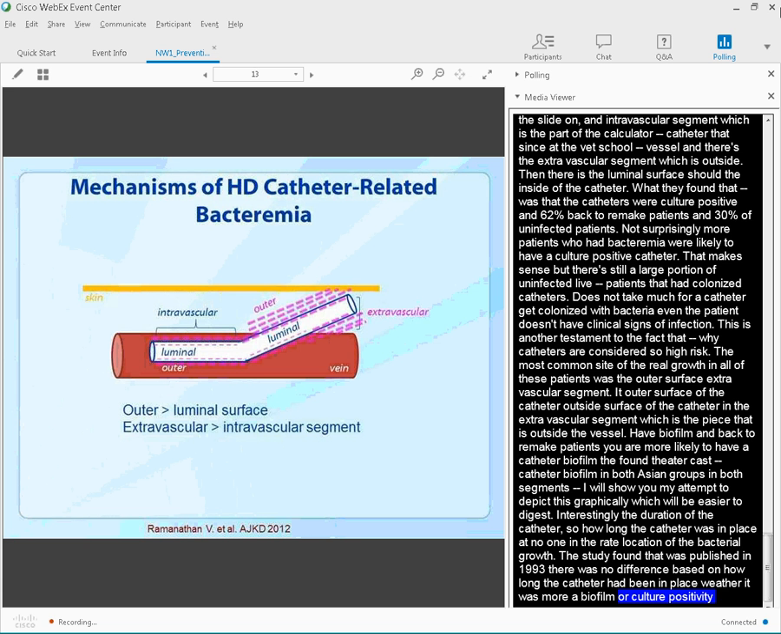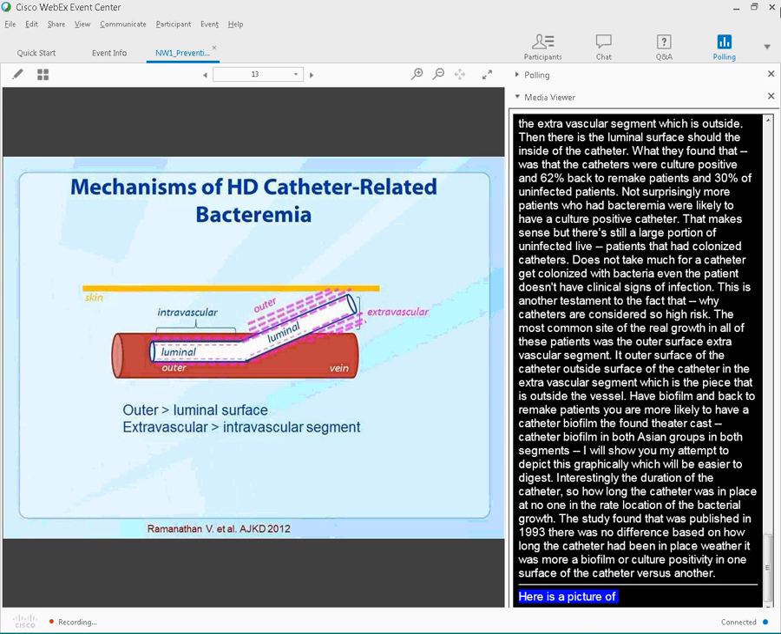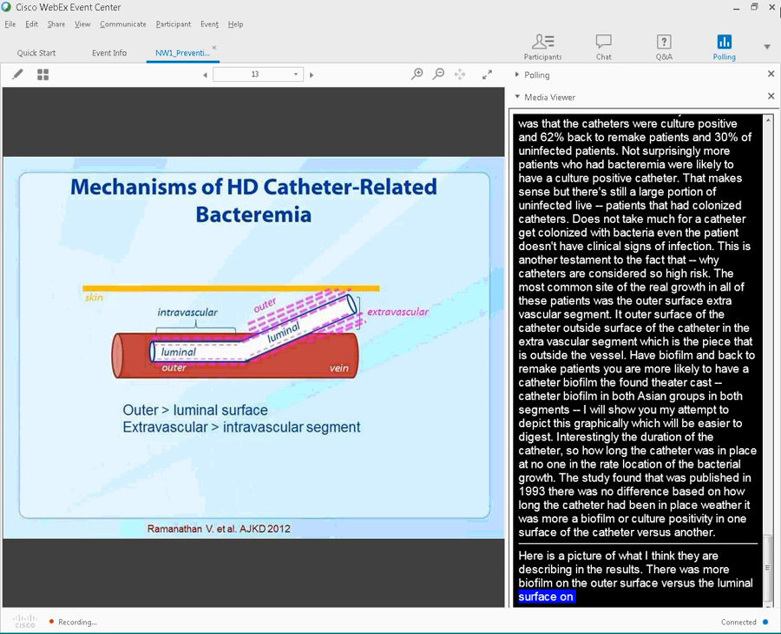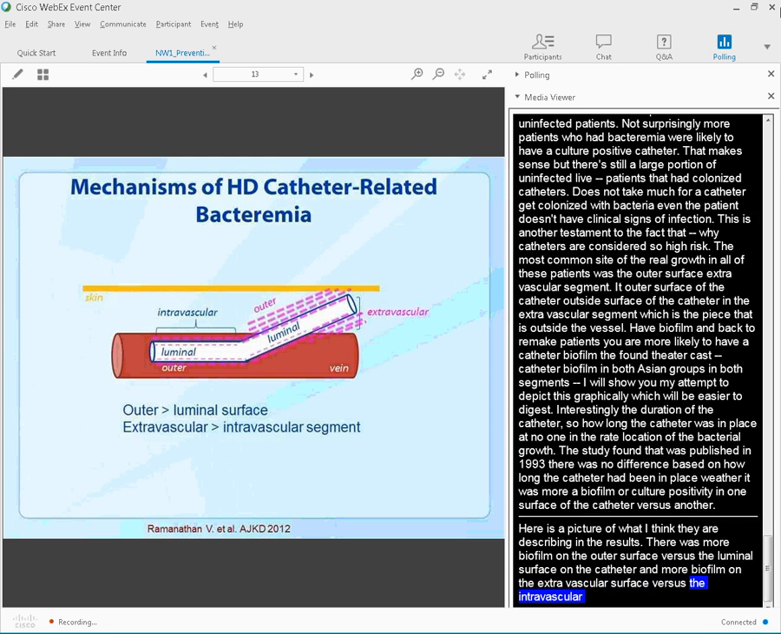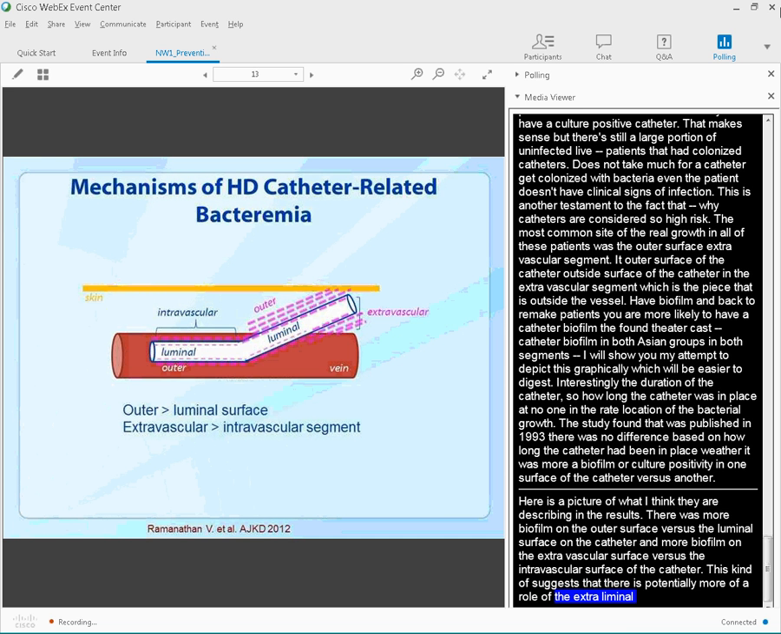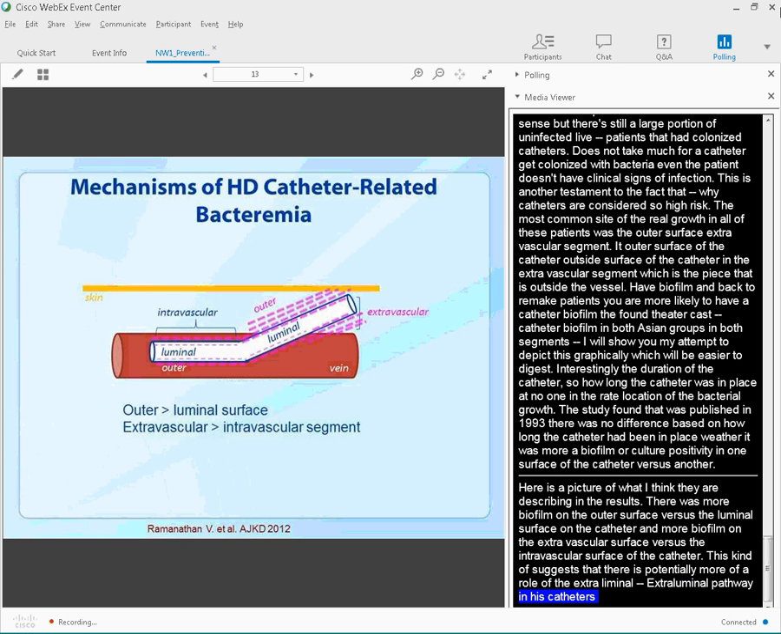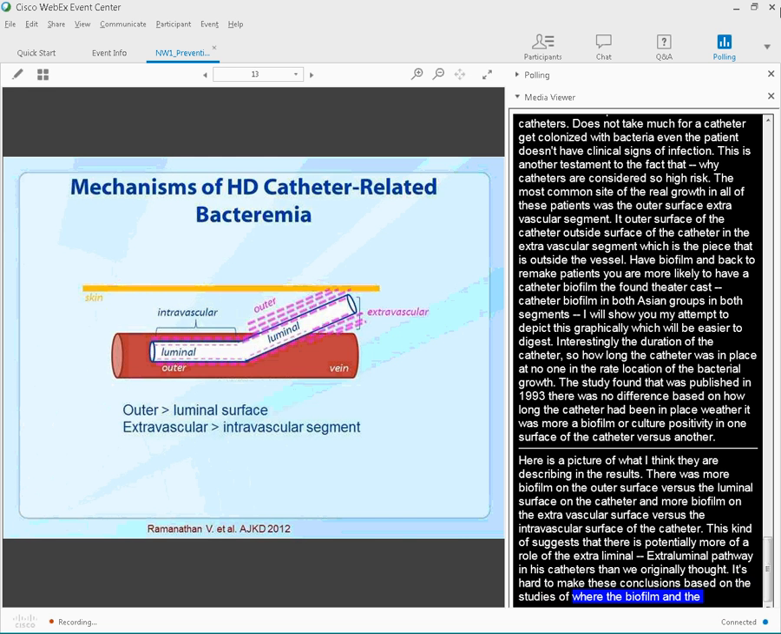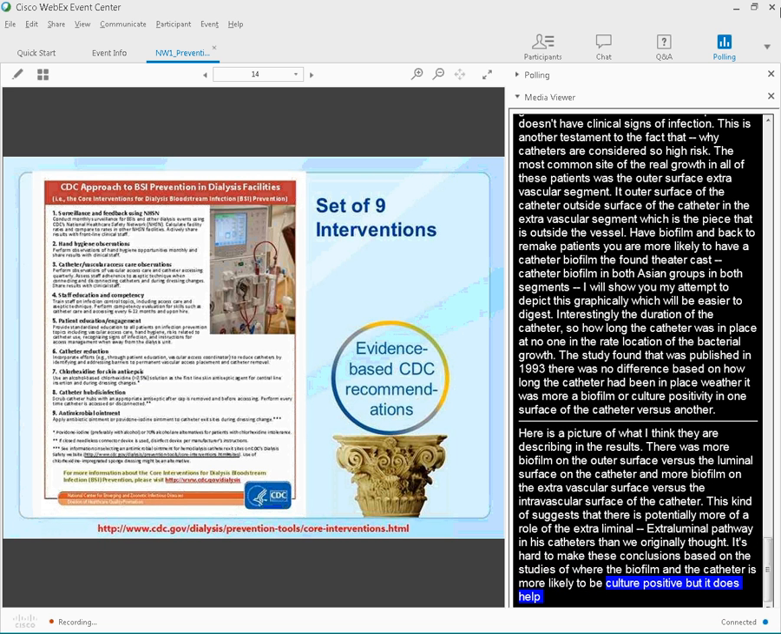So here's the picture of what I think they're describing in their results: there was more biofilm on the outer surface versus the luminal surface of the catheter, and more biofilm on the extravascular surface versus the intravascular surface of the catheter. So this suggests that there's potentially more of a role of the extraluminal pathway in these catheters than we had originally thought. It's hard to make any conclusions just based on these studies of where there is biofilm and where catheters are more likely to be culture positive, but it does help, I think, to reframe the conversation about what is the most common pathway.